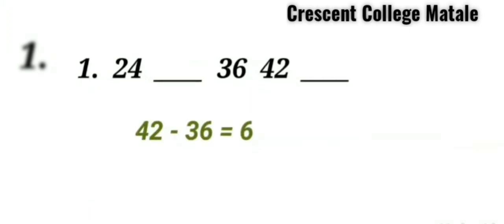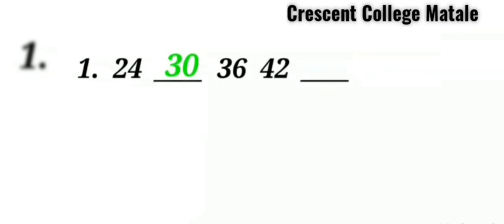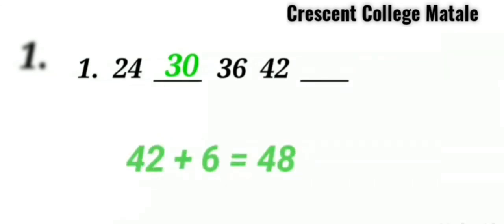The difference is 6. So now to find the number next to 24, we should add 6 to 24. 24 plus 6 equals 30. Then 42 plus 6 equals 48.